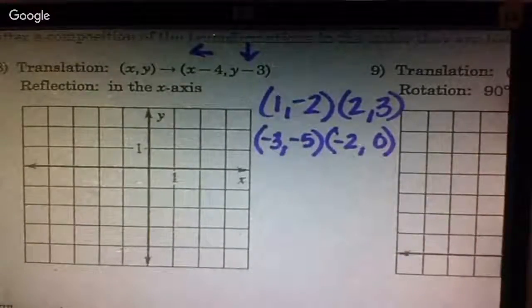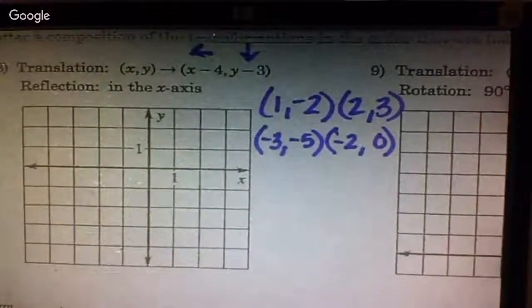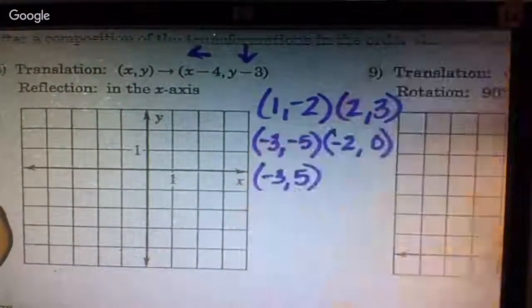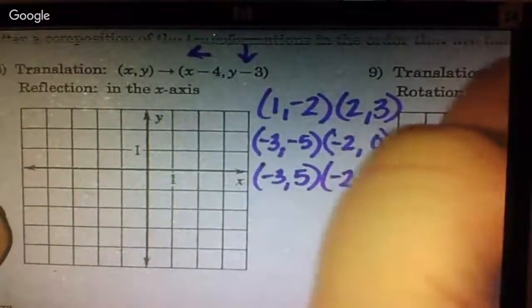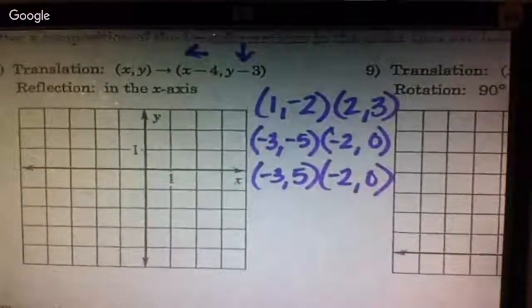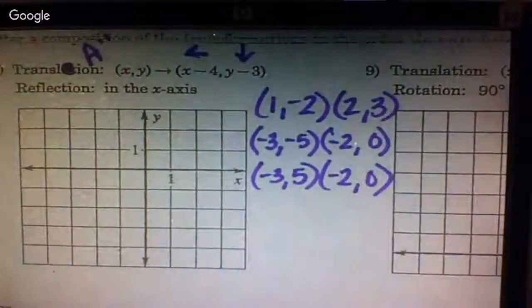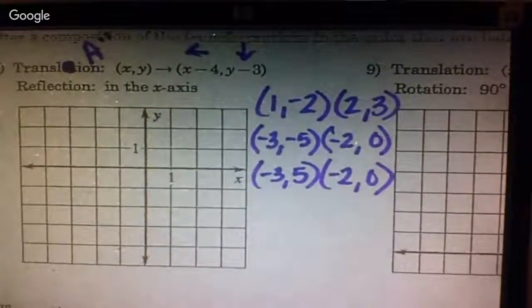Reflection in the x-axis. What does that change? Your y's, your sign of y. So -3, 5, -2 and -2, 0. Uh-oh, I think I made that too big. It's going to be off the graph. Goes right here. -3, 5. It'll be negative. And -2, 0.